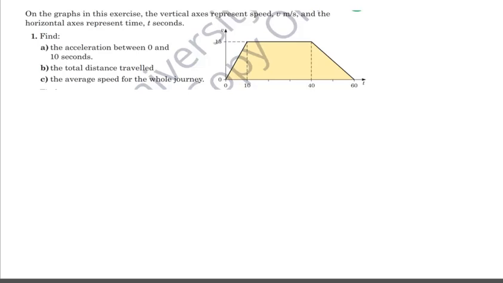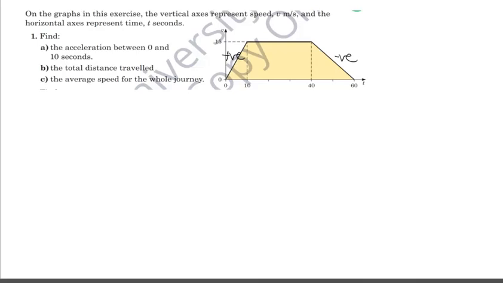Usually in a speed time graph, you will come across slopes. In this particular instance, we have two slopes: a positive slope and then a negative slope. The positive slope denotes the acceleration of the object, and the negative slope denotes the deceleration. And then we have a horizontal line up here. This horizontal line denotes uniform speed.